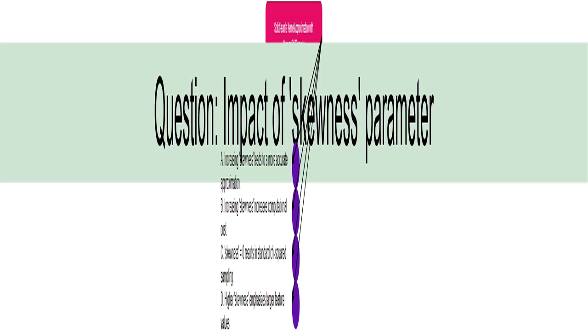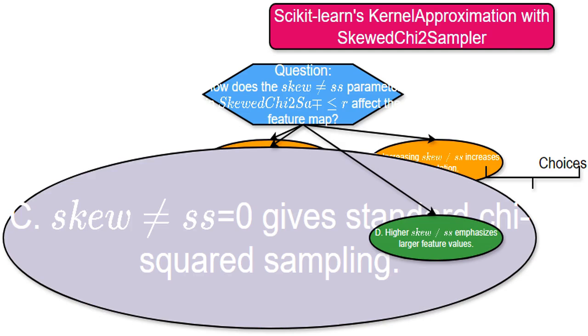We're exploring how changing the skewness parameter in scikit-learn's SkewedChi2Sampler affects the results you get when you transform your data using it. These are the multiple choice options to assess your understanding of the skewness parameter within scikit-learn's SkewedChi2Sampler. Let's examine each one carefully.